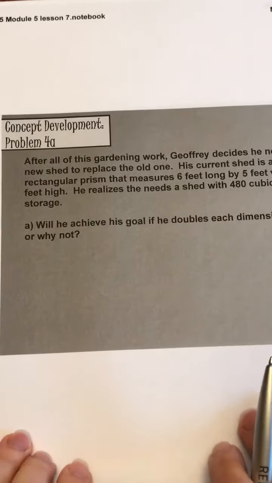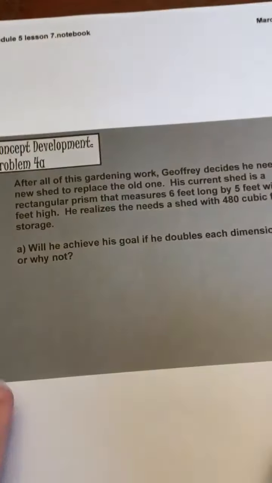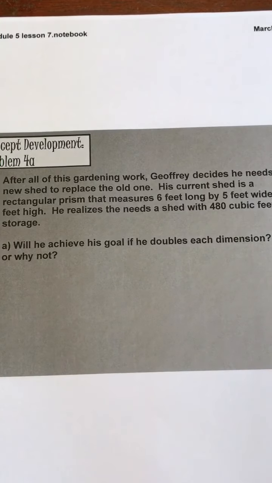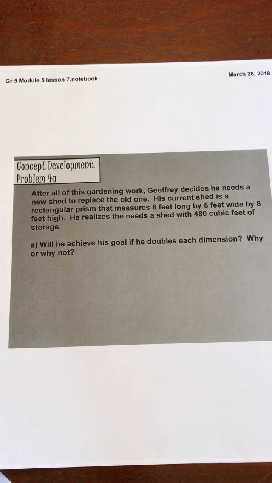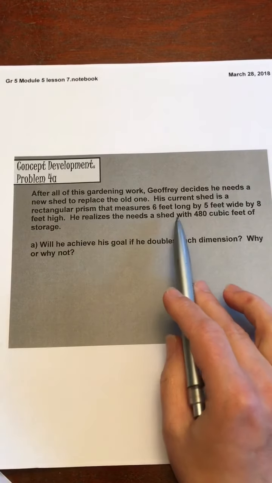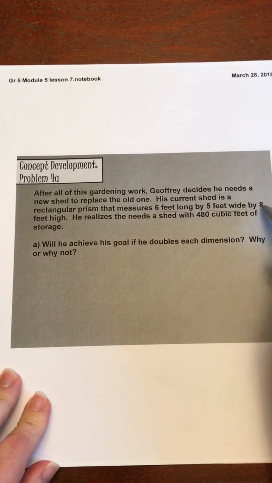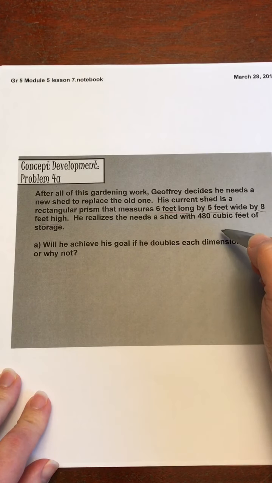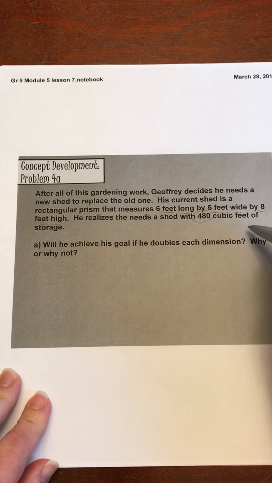Okay, so this is going to be our last one, but as always, our last one is a little bit of a doozy, so it's going to come in a couple different parts. All right, so I noticed that because it says 4A. So let's see what Jeffrey's up to now. So again, this is in your problem set if you want to read along with me. After all of this gardening work, Jeffrey decides he needs a new shed to replace the old one. His current shed is a rectangular prism that measures 6 feet long by 5 feet wide by 8 feet high. He realizes that he needs a shed with 480 cubic feet of storage.